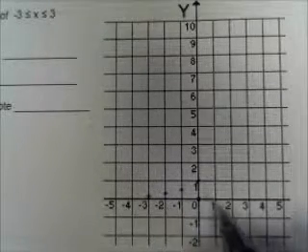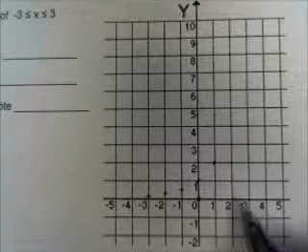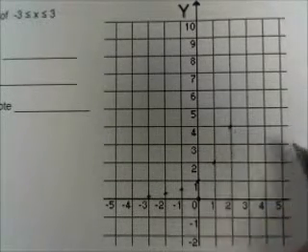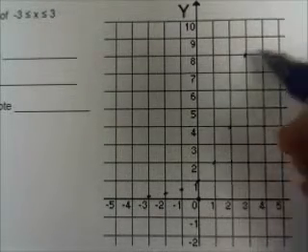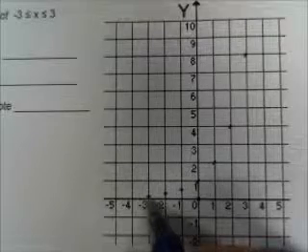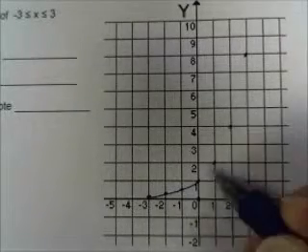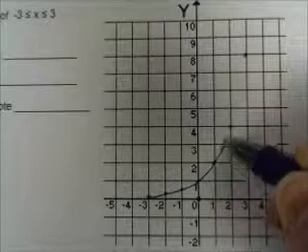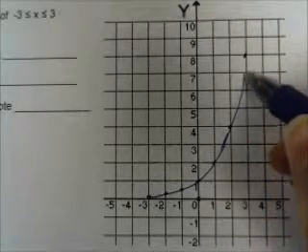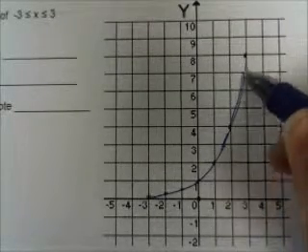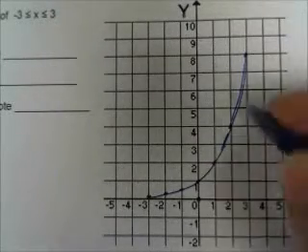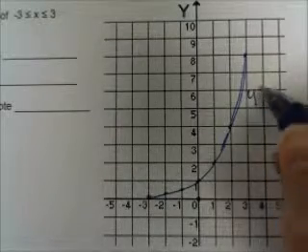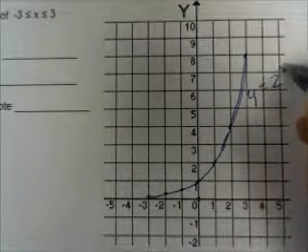And I'm plotting 0, 1, 1, 2. When x is 2, y is 4. And when x is 3, y is 8. And now, free-handed, connect those in a nice curve. And whenever we draw a graph, make sure we label it with its equation, y equals 2 to the x.